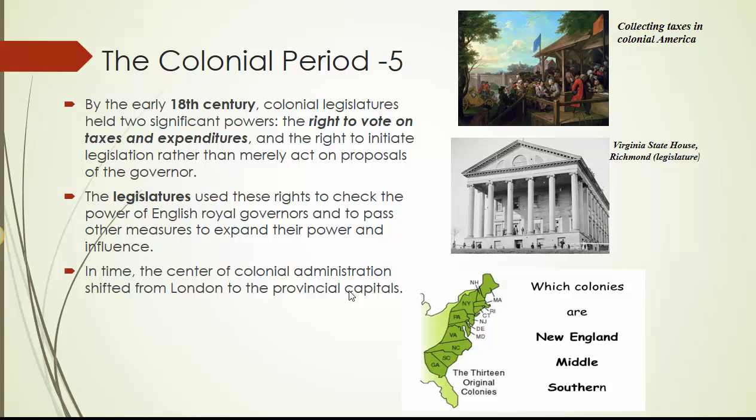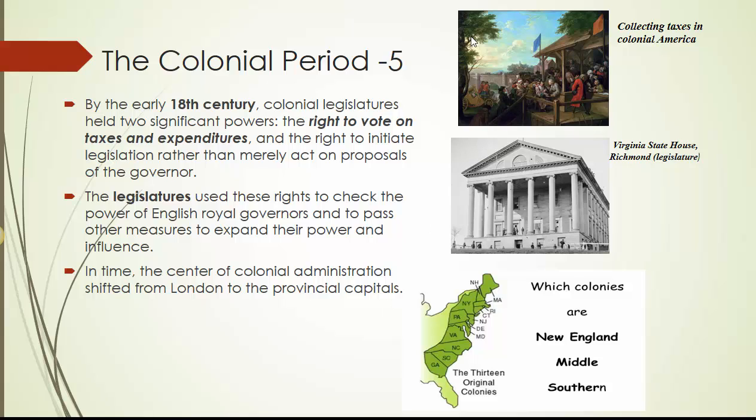Colonial period, slide 5. By the early 18th century, colonial legislatures held 2 significant powers: the right to vote on taxes and expenditures, and the right to initiate legislation rather than merely act on proposals of the governor. The legislatures used these rights to check the power of English royal governors and to pass other measures to expand their power and influence. In time, the center of colonial administration shifted from London to the provincial capitals.